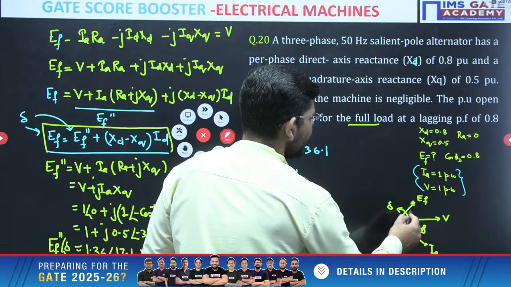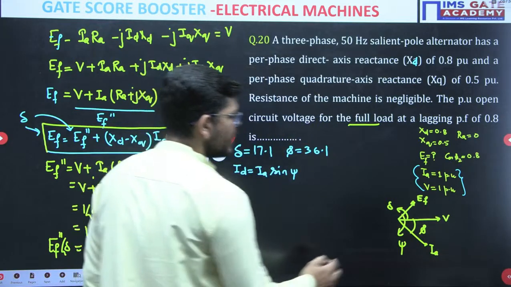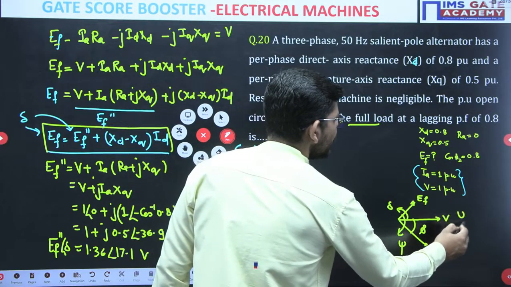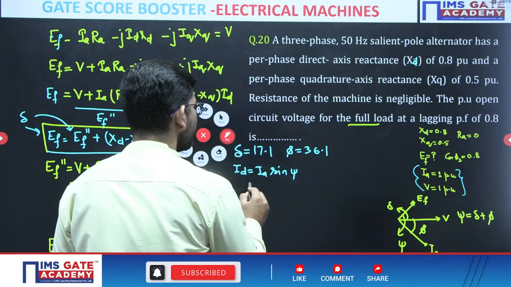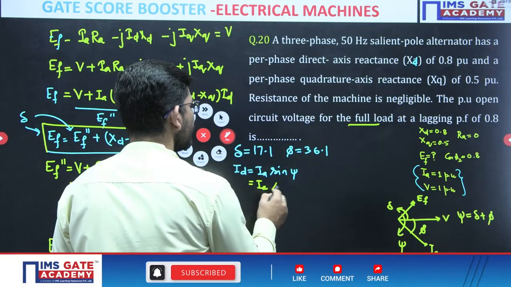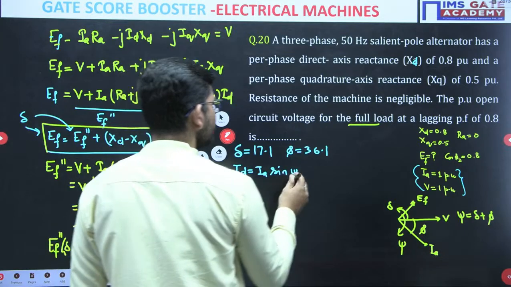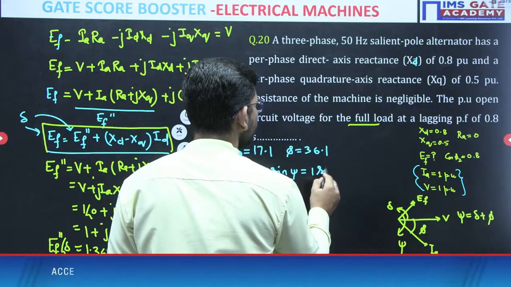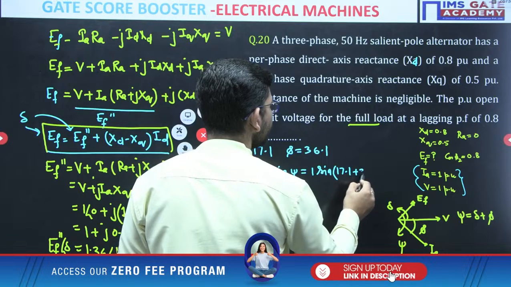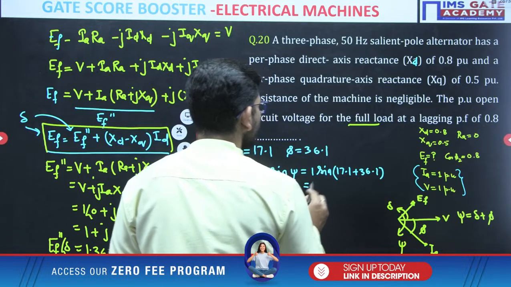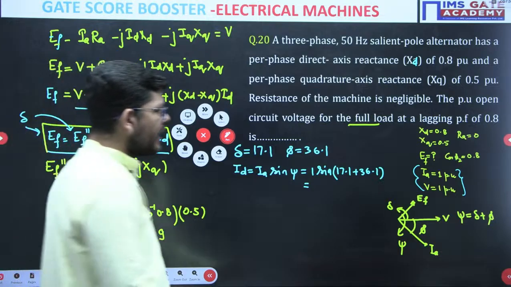So EF and IA share the angle sine. What is sine? As you can see, for lagging power factor it is del plus phi. So now you can write the same thing here: IA sine, IA is 1, sine is del plus phi, so 17.1 plus 36.1, right? When you calculate it, ID will come 0.809.